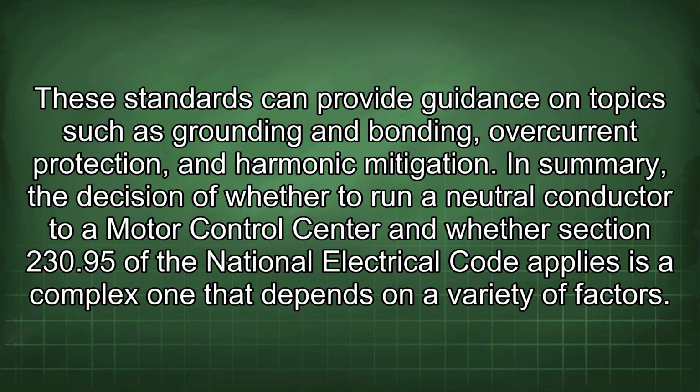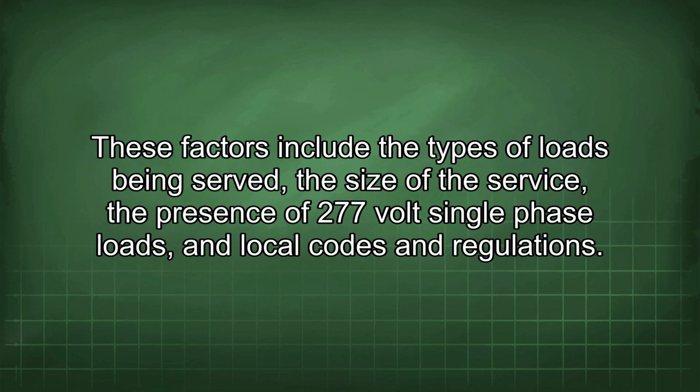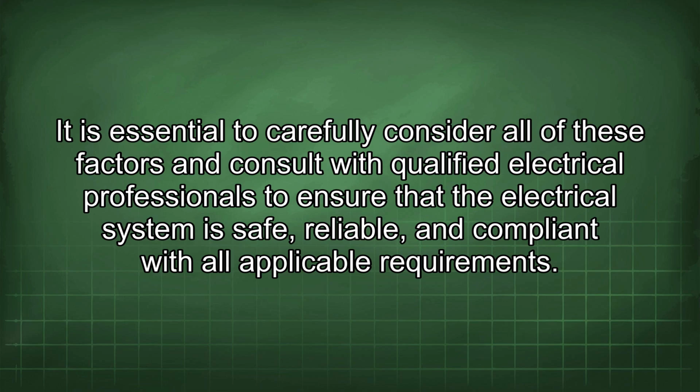In summary, the decision of whether to run a neutral conductor to a motor control center and whether Section 230.95 of the National Electrical Code applies is a complex one that depends on a variety of factors. These factors include the types of loads being served, the size of the service, the presence of 277-volt single-phase loads, and local codes and regulations. It is essential to carefully consider all of these factors and consult with qualified electrical professionals to ensure that the electrical system is safe, reliable, and compliant with all applicable requirements.